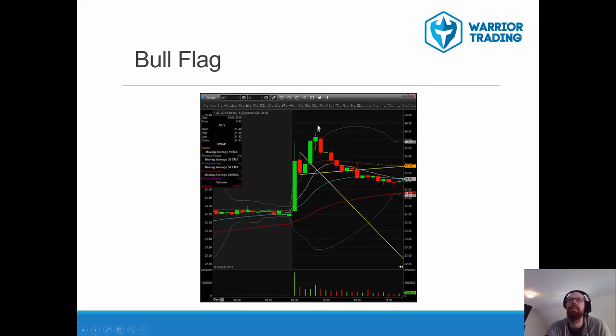Note that this was a little extended off of our 9 moving average right here, but it was right at the VWAP, the volume weighted average price. So it did have a little bit of support there, but it was a little extended, which made this trade a little riskier.